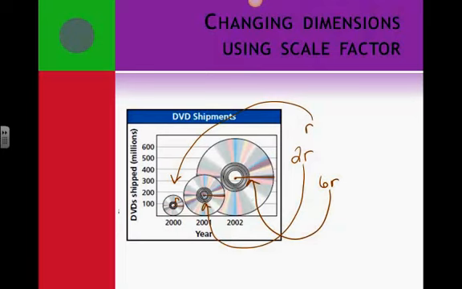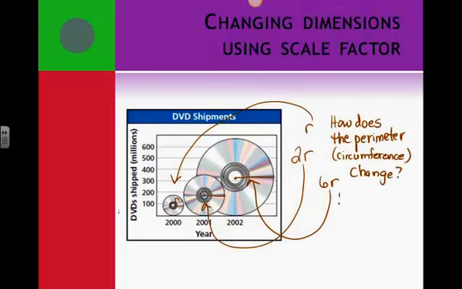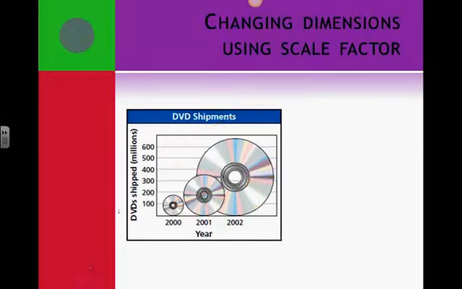So our question is, when you multiply a dimension by a scale factor, what happens to the perimeter, or circumference in this case? And how does the area change? Those are the questions that we want to address in a nutshell. All right, so let's look at another example.